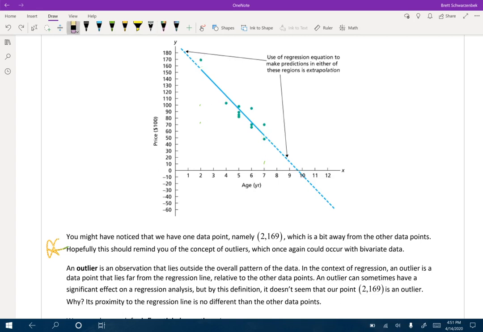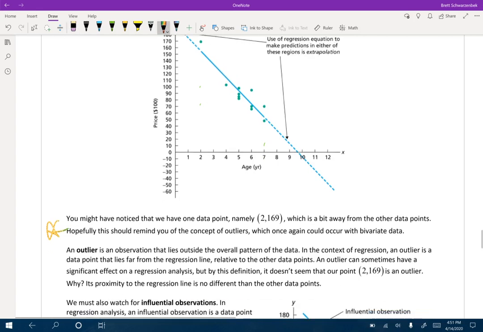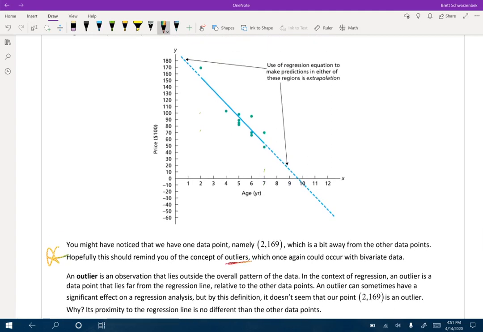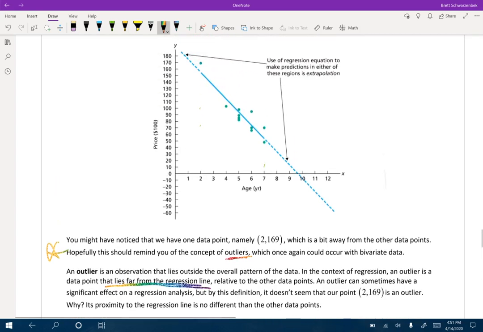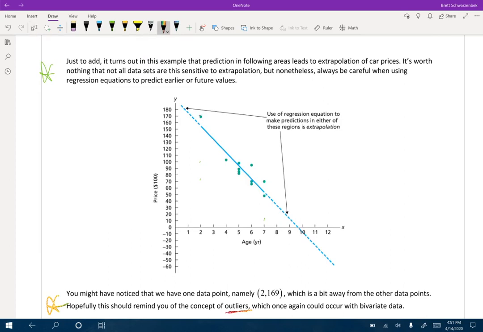So it says, hopefully this should remind you of the concept of outliers, which once again could occur with bivariate data. So we don't know if that's an outlier yet, but we want to investigate that because it is away from the other points. It says an outlier is an observation that lies outside the overall pattern of data. In the context of regression, an outlier is a point that lies far from the regression line relative to the other data points. Okay, so my question is: is this point farther away from the regression line than these points?